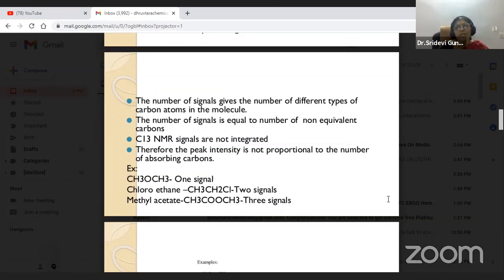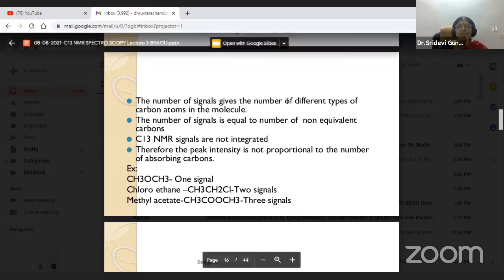For example, you are taking ethanol. Ethanol, how many carbons are there? 2 carbons are there. Now, these 2 carbons, CH3 carbon and CH2 carbon. So you will get 2 signals. You take propanol. How many signals will you get? 3 signals you will get, because you have 3 non-equivalent carbons. CH3 is there, CH2 is there, and CH2 is there. So like that, the number of signals gives you the number of different types of, that is, non-equivalent carbons present in the molecule. So the number of signals is equal to the number of non-equivalent carbons present in the molecule.